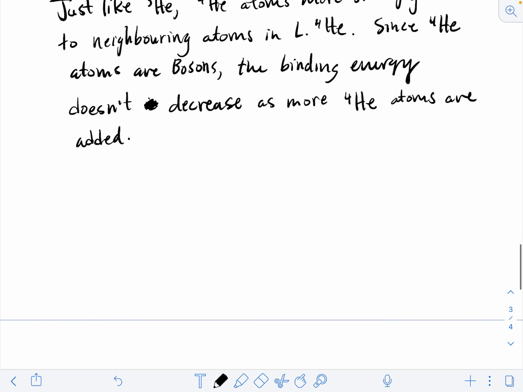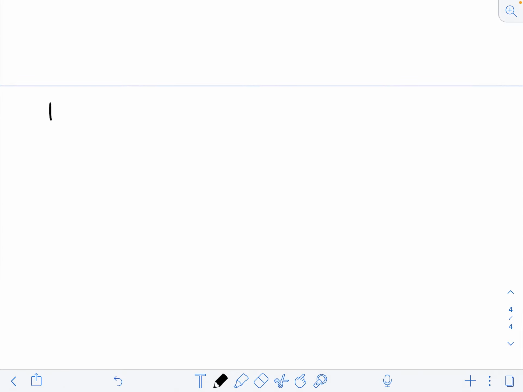So that's a pretty good qualitative picture. I want to show you what actually happens. So experimentally, people can measure the so-called phase diagram of mixtures of the two isotopes of helium.